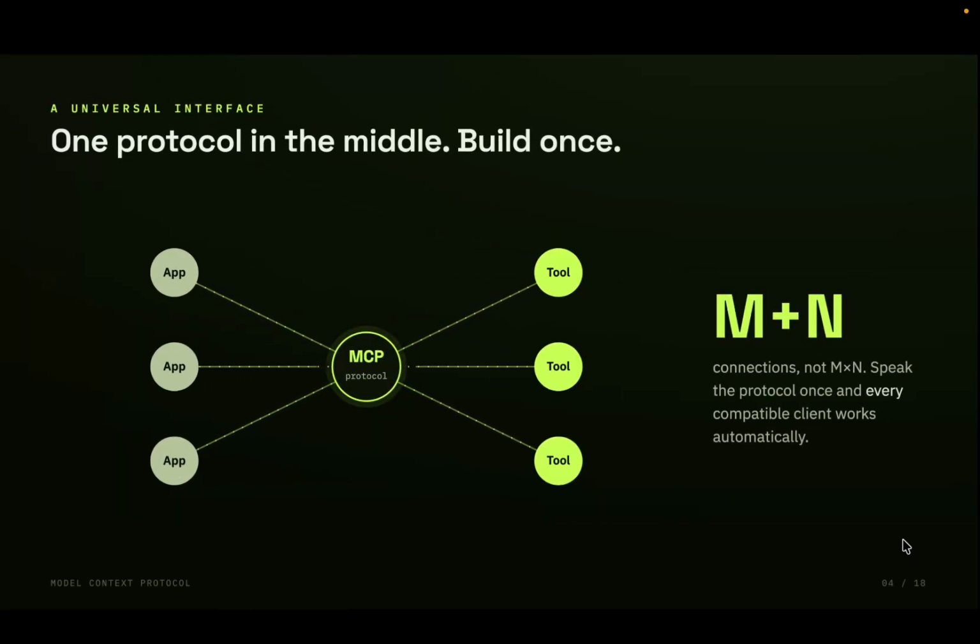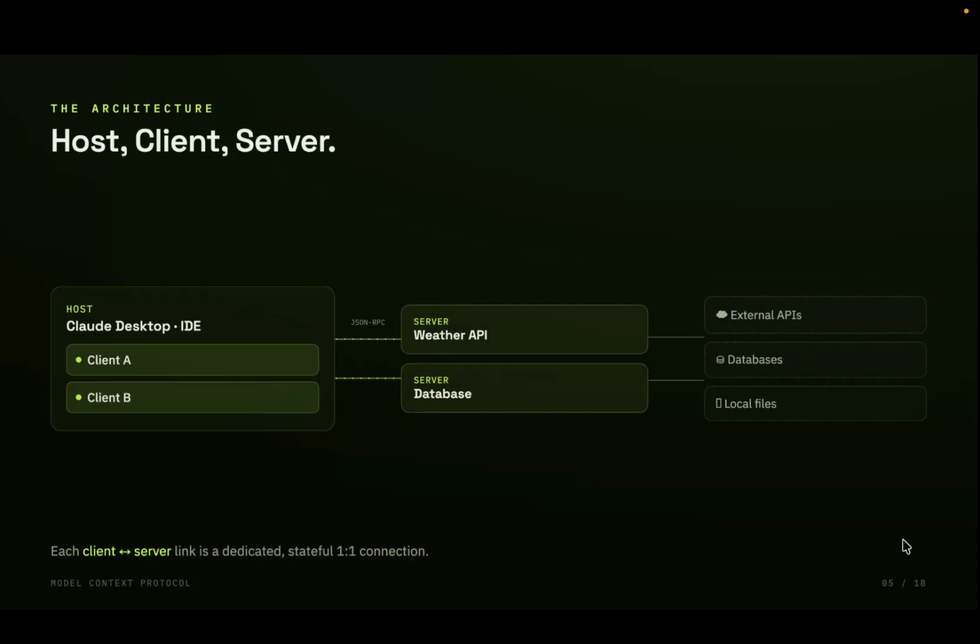Each app speaks MCP once. Each tool speaks MCP once. They meet at a shared protocol in the middle. Now it is M plus N, not M times N. Build your server one time and every MCP compatible client can use it. That is the whole promise. Build once, integrate everywhere. Here is the architecture.